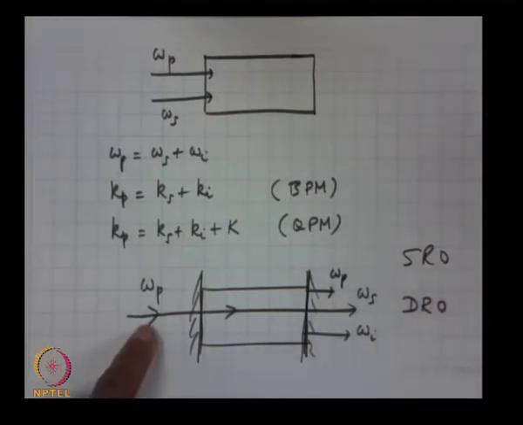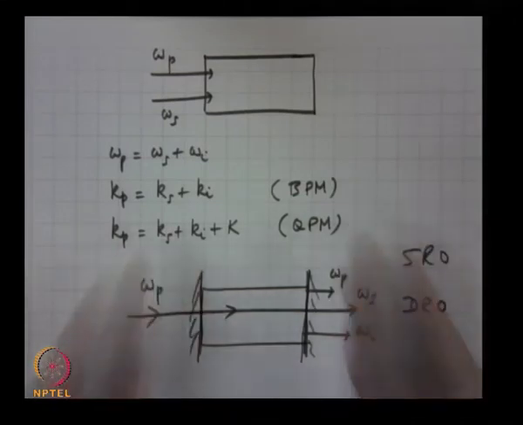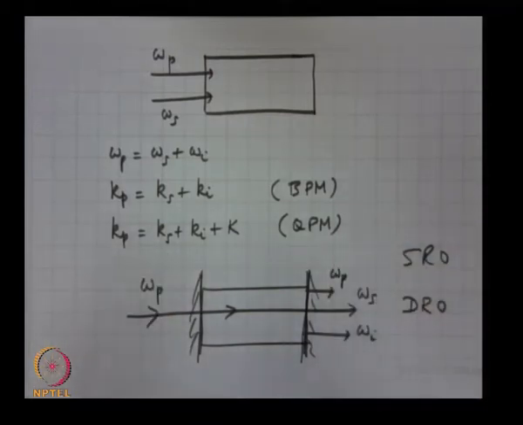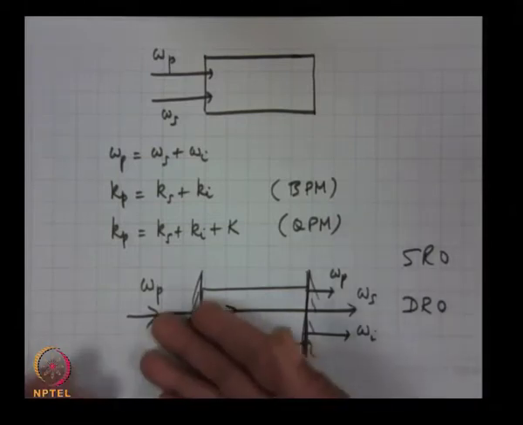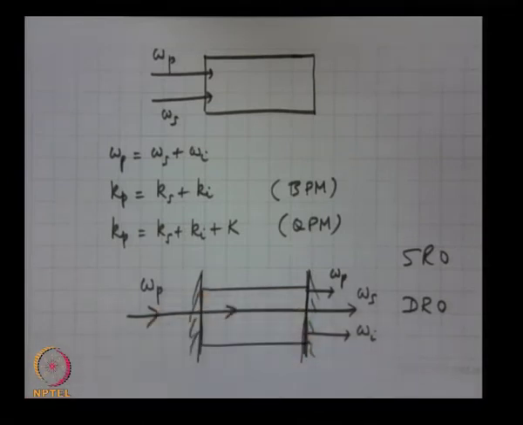See, the question is, how much pump power do I need to make the laser oscillate? So I take a crystal, say lithium niobate, put it inside a pair of mirrors, say 98% reflecting mirrors, certain length of the cavity, 5 centimeters. So what is the power required at omega p for this to start lasing, to start emitting light?